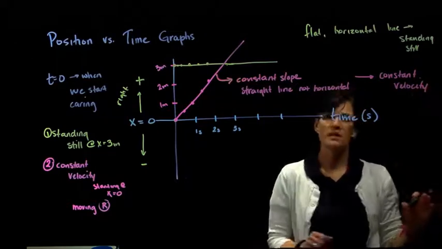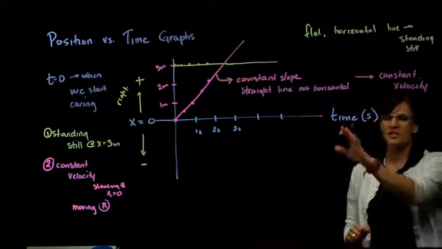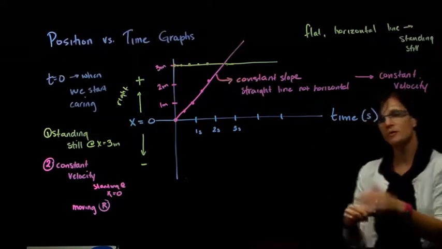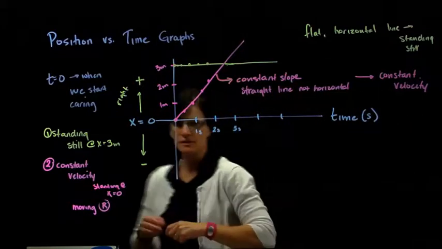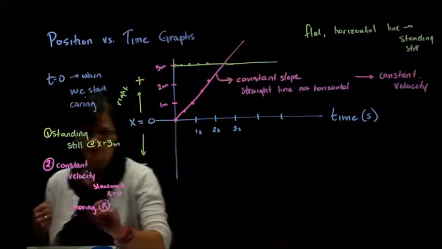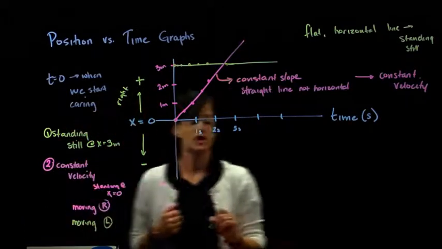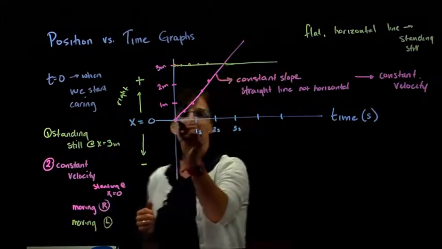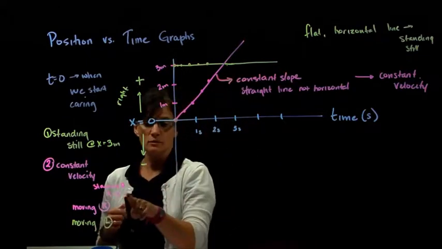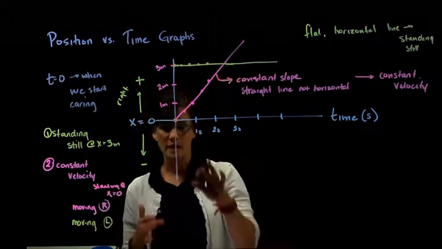Now, we mentioned that direction was important. What if I changed this scenario and said instead of moving to the right, starting at 0, we had the object moving left? Starting at 0. Well, in that case, we'll keep the same rate, 1 meter per second.